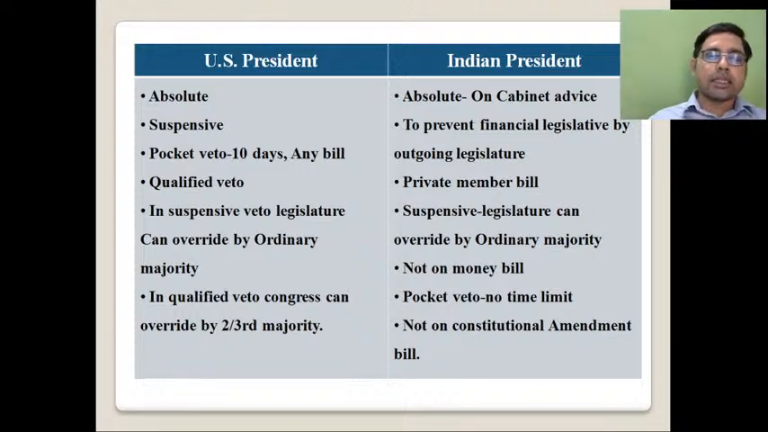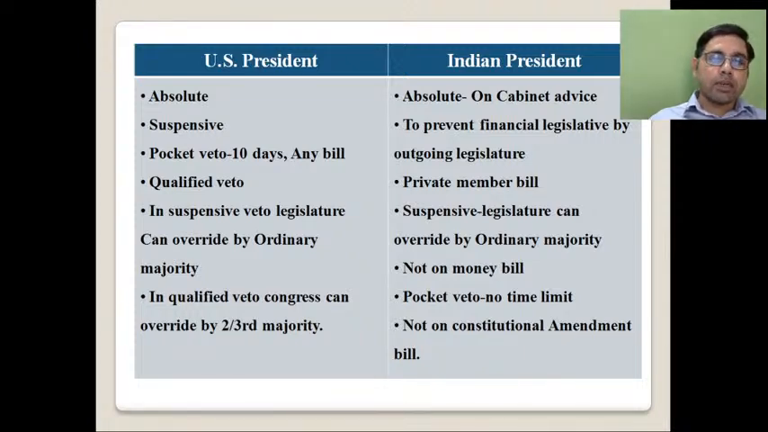So in the US there is a presidential form of government, and there the president is the head of the state as well as the head of the government. So he is a real executive president. But in case of India, friends, we have already discussed that India adopted a parliamentary form of government, and in a parliamentary form of government, the head of the state is not the head of government. The President is head of the state, he is not the head of government. So he enjoys veto powers under the Indian Constitution, but his veto powers may not be as powerful as in the case of the US President. That we will try to compare.